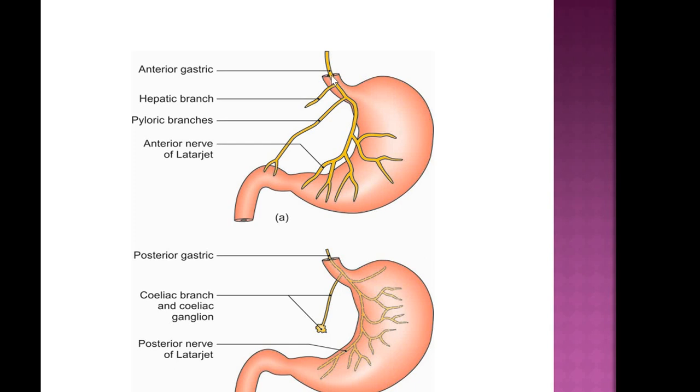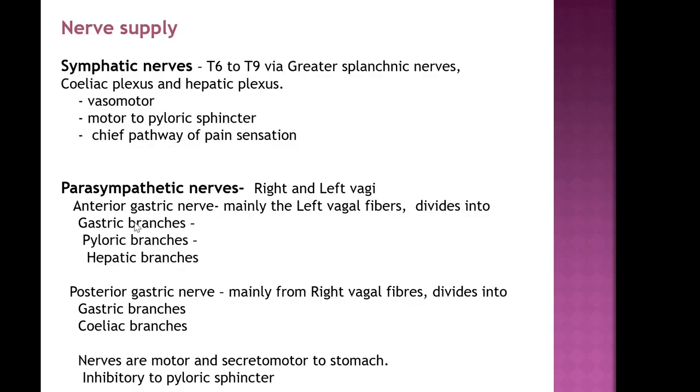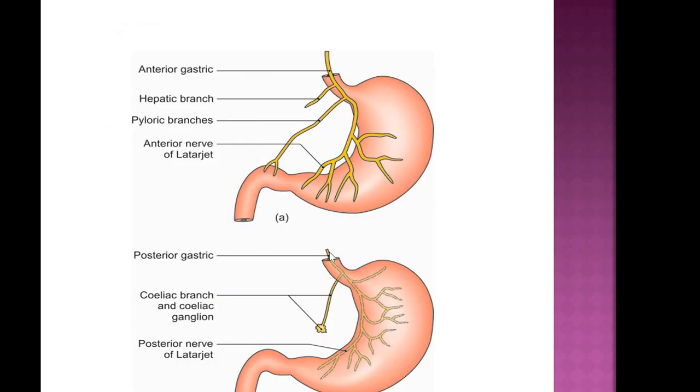So these are the anterior gastric nerve's gastric branches which supply the stomach anteriorly, and this passes anterior to the stomach along the lesser curvature of the stomach. These pyloric branches are two in number, and the hepatic branches go to form the hepatic plexus. Then the posterior gastric nerve mainly contains fibers from the right vagus, which passes along the posterior aspect of the stomach, and this gives two types of branches.